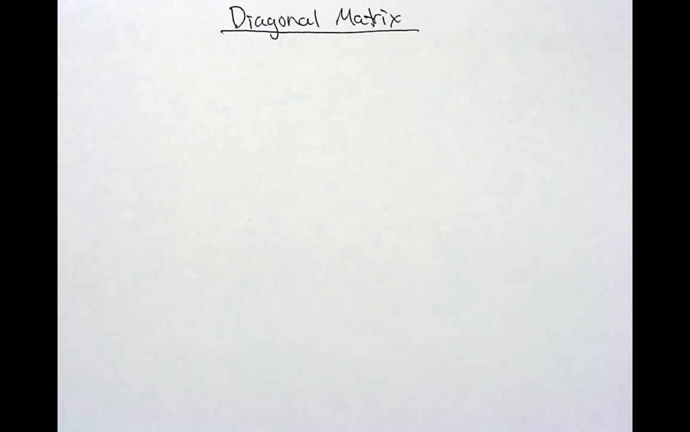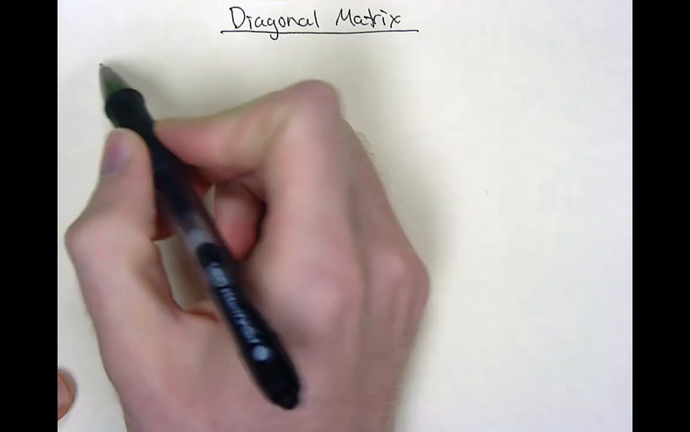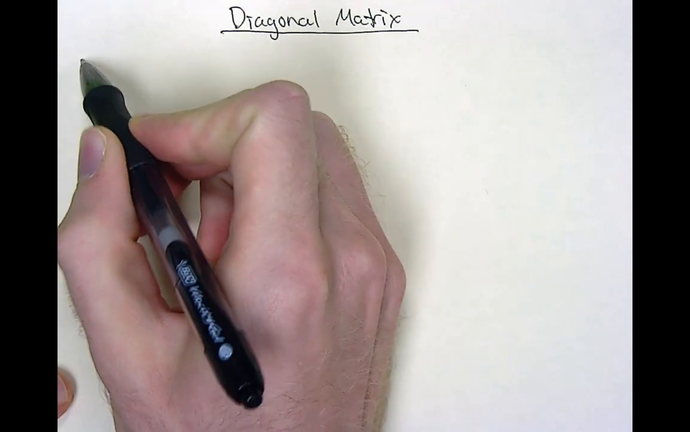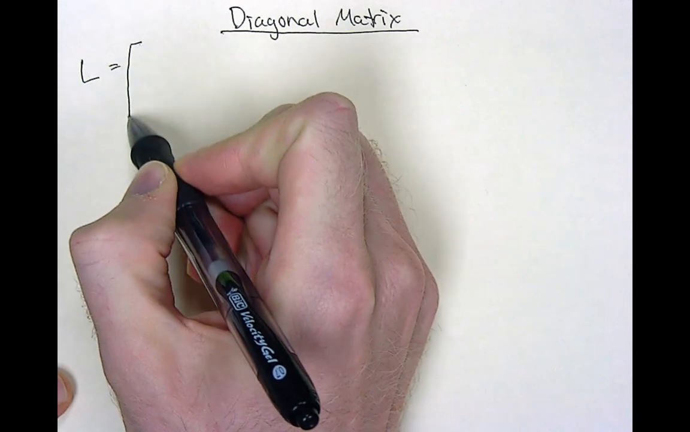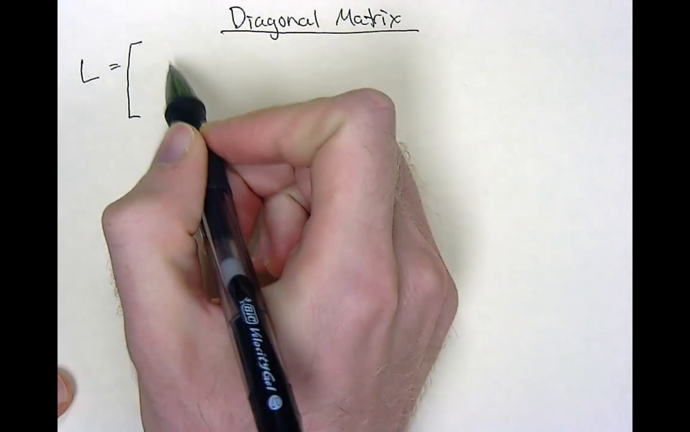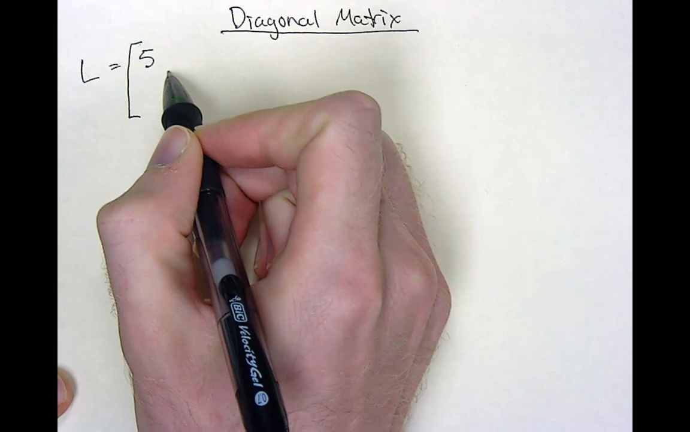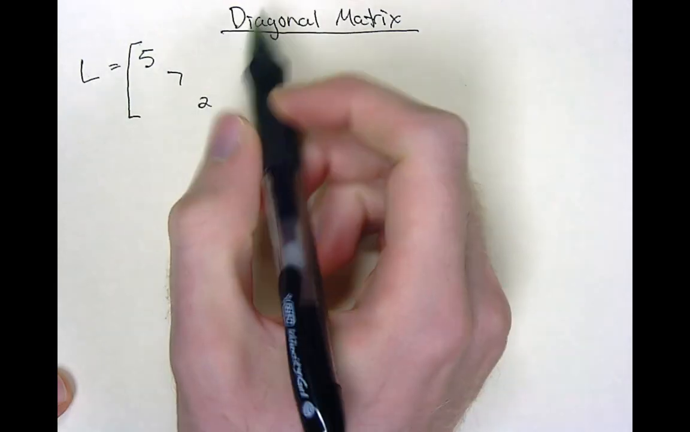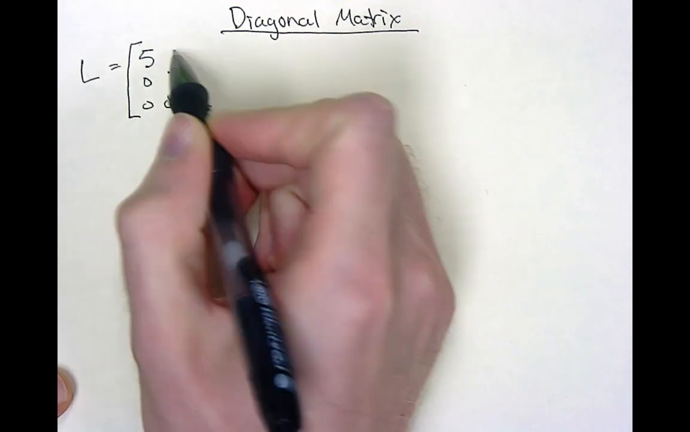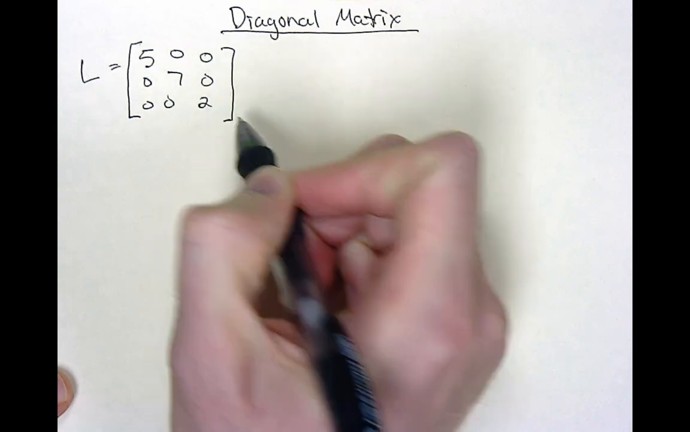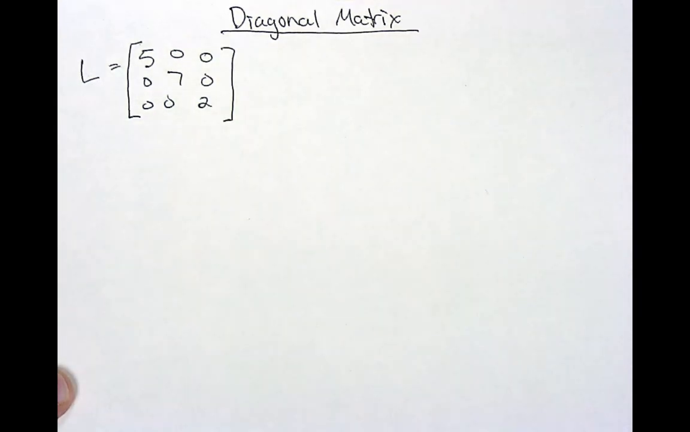Now let's talk about diagonal matrices. A diagonal matrix is also a square matrix, and in all of the off diagonals there are zeros. So as a simple example, let's have matrix L, and it will be a square diagonal matrix. 5, 7, 2 on the diagonals, and the off diagonals will all be zeros. So that's a diagonal matrix.